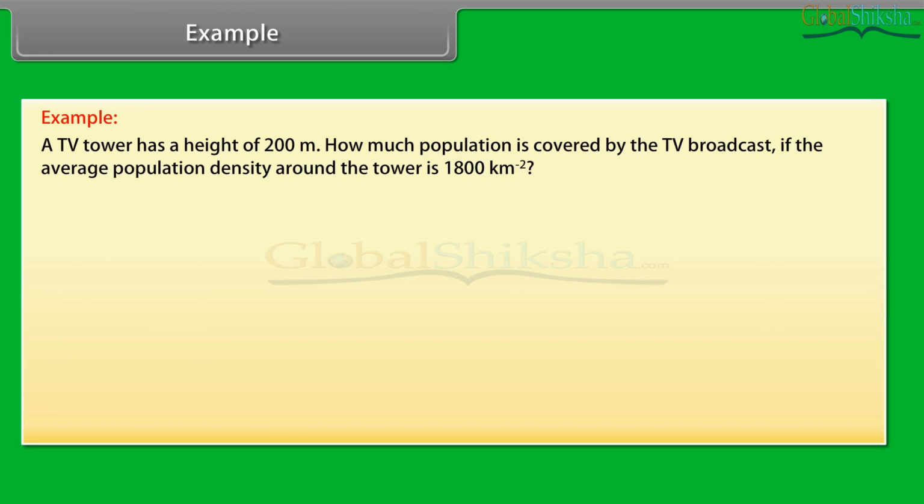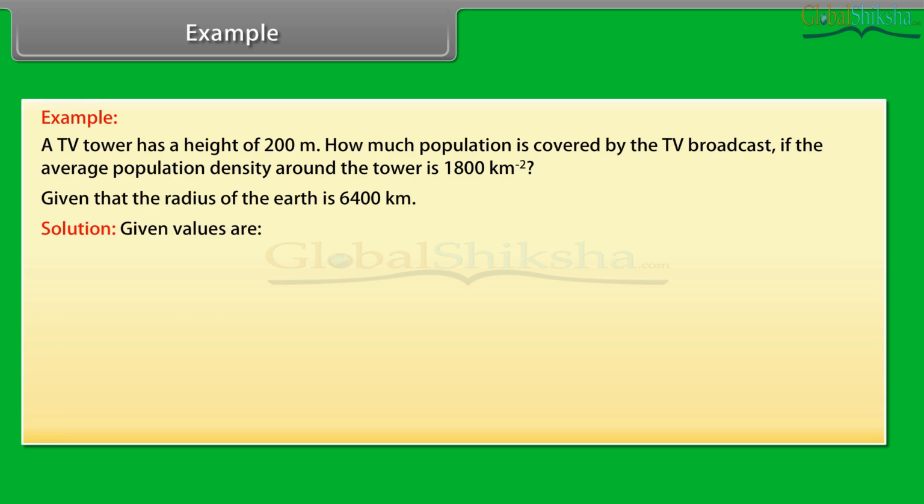Example. Let's take an example. A TV tower has a height of 200 meters. How much population is covered by the TV broadcast if the average population density around the tower is 1800 per kilometer square? Given that the radius of the Earth is 6400 kilometers. Let's see the solution. Given values are: h is equal to 200 meters. Population density is equal to 1800 per kilometer square. Earth radius is equal to 6400 kilometers.